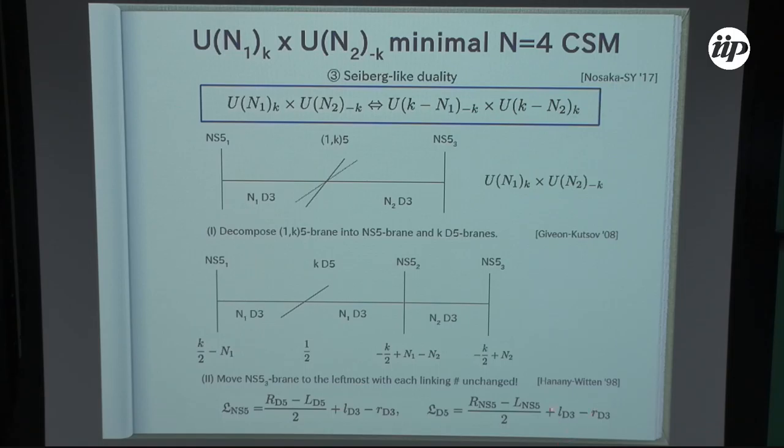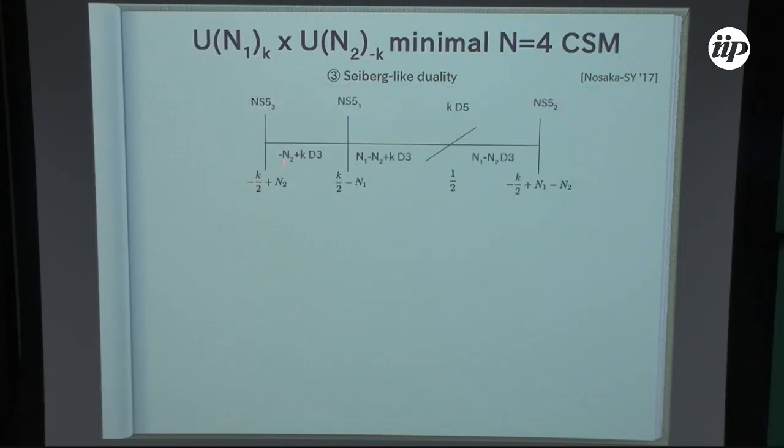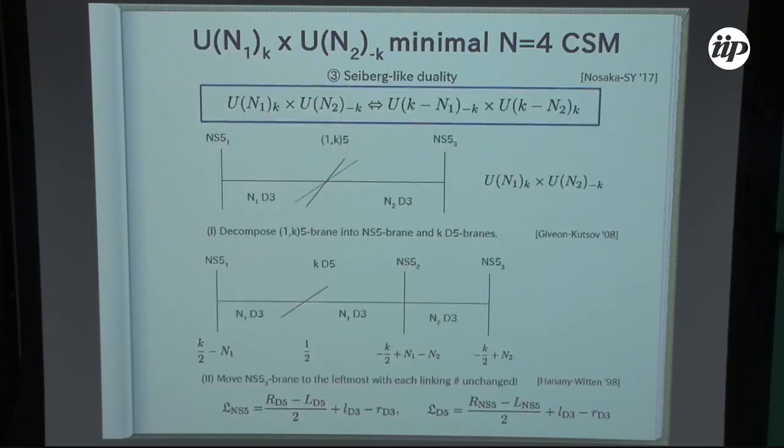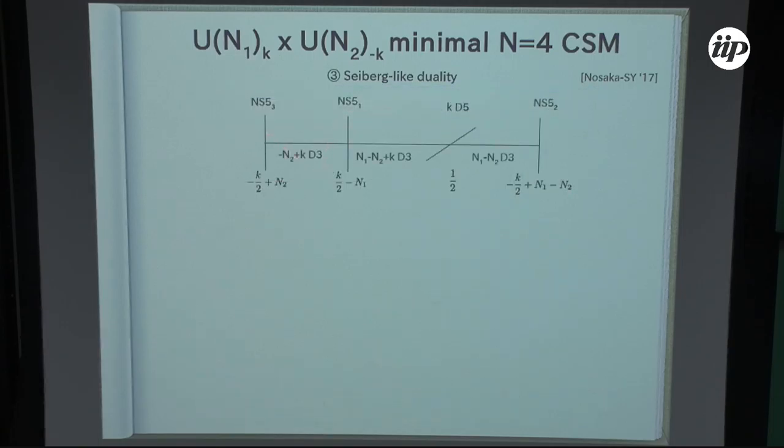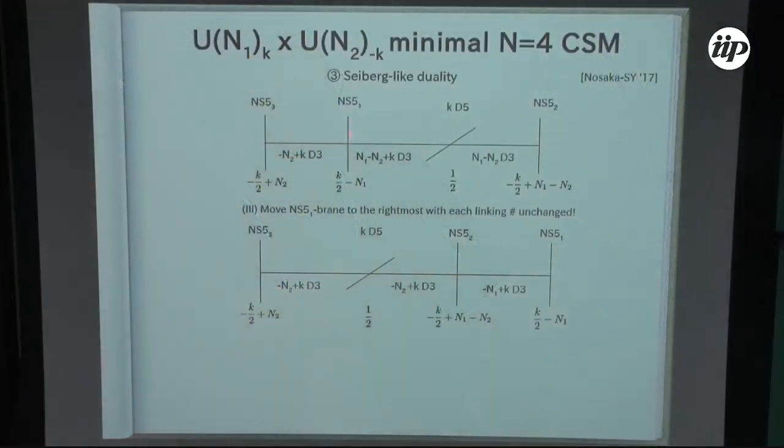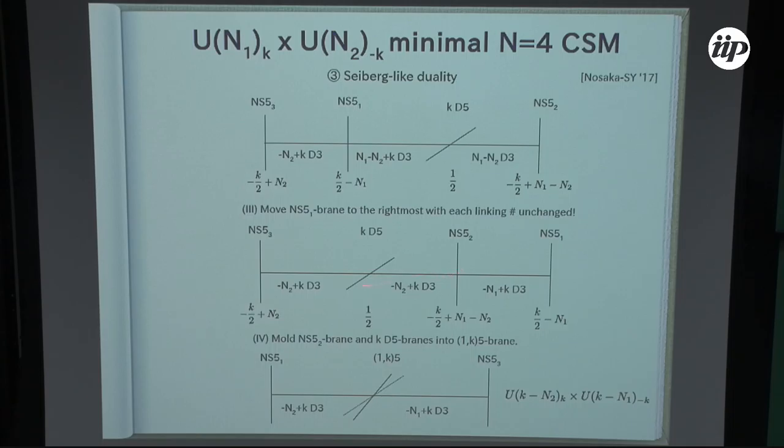Anyway, this is determined by this Hanany-Witten prescription. So first we move this NS5 to the left. And now like this, when I come here, D3 brane creation occurs so that the linking numbers are unchanged. And then I move this NS5 to the rightmost like this. And I recombine this again into a 1 K5 brane. Then I obtain this brane configuration. So this is supposed to be dual to the previous one.